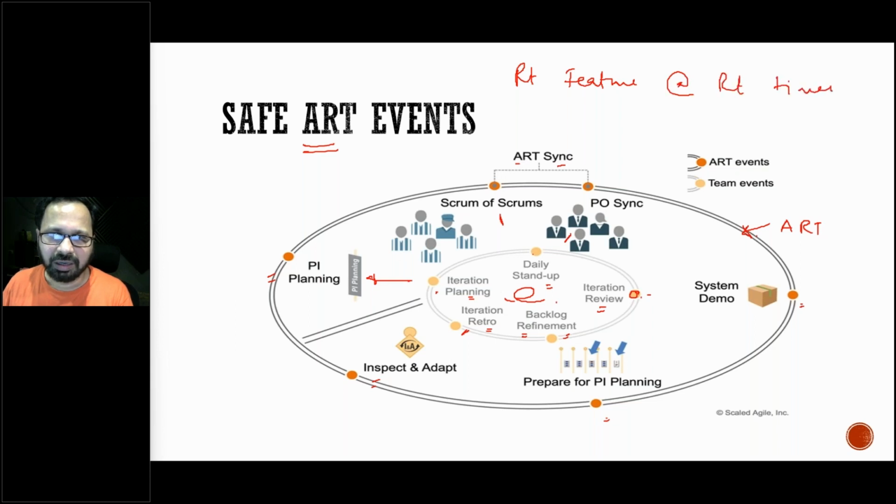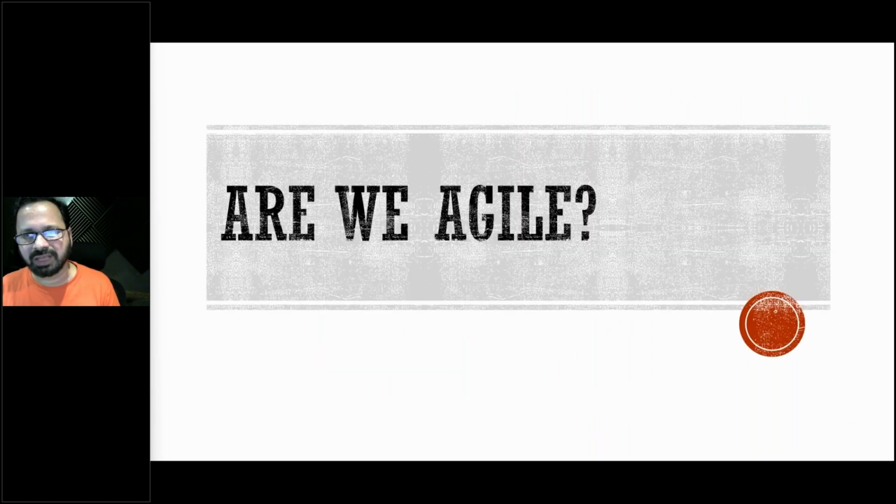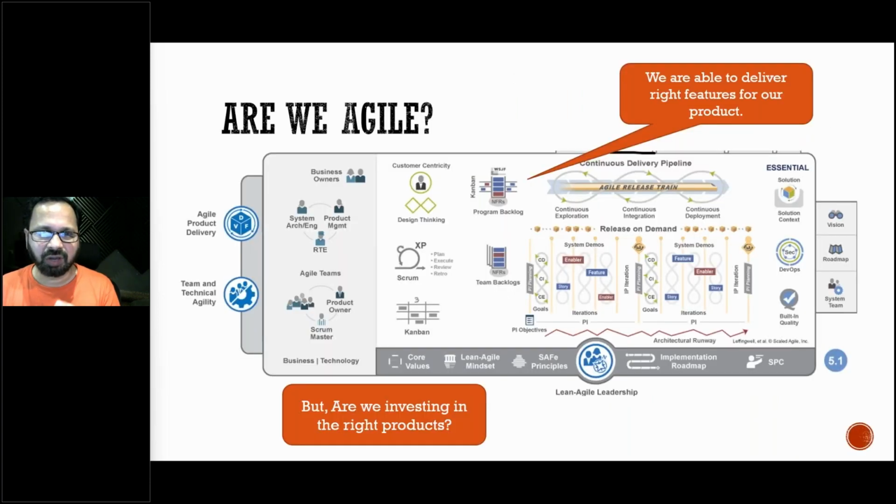Okay, now the question is, at a team level we were able to deliver the right stories at the right time. At an ART level we are able to deliver the right features at the right time. Now the question is, can we call ourselves agile? So now we are able to deliver the right features for our product. But can we call ourselves agile?